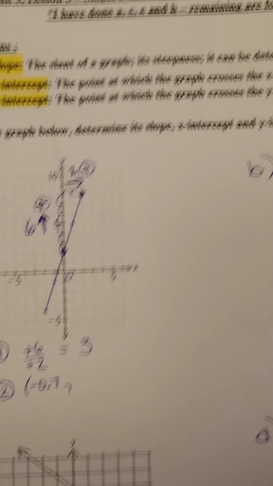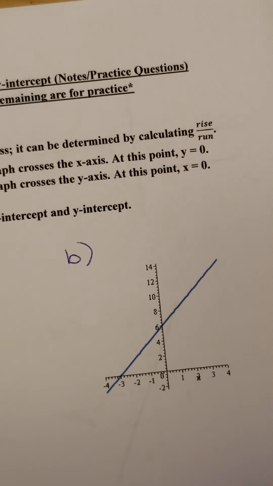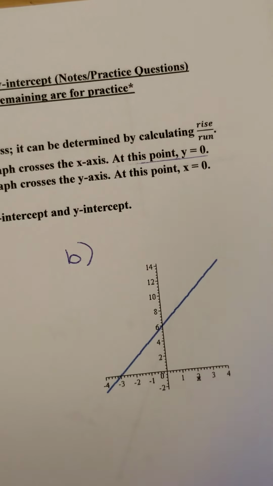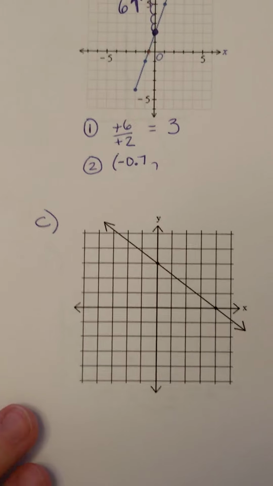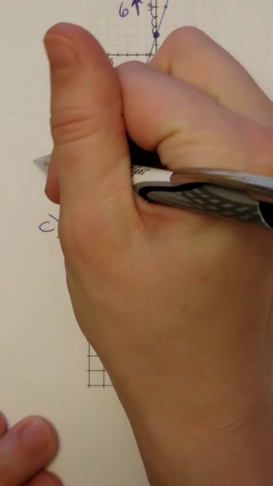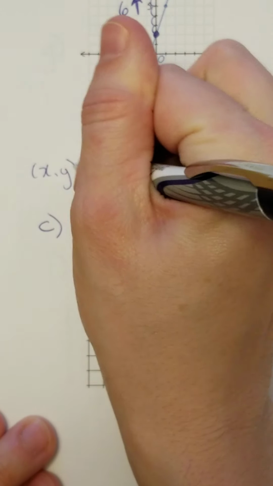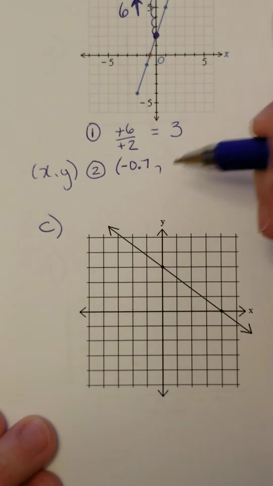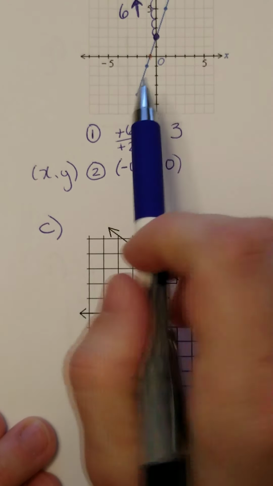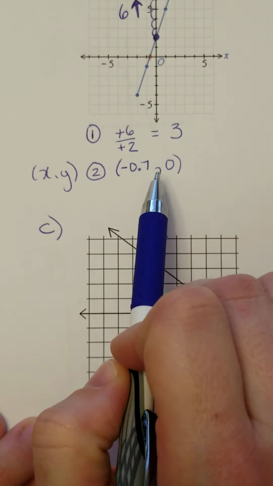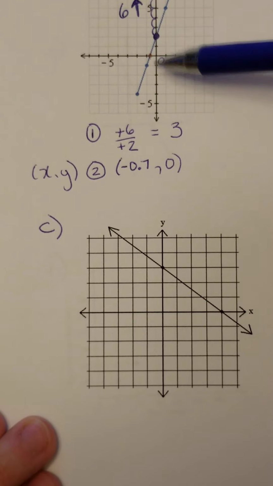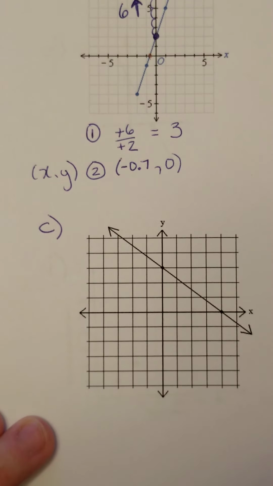I wrote in your notes up here, when you're doing your x-intercept, at this point, y is always equal to 0. So when you're telling me what the x-intercept is, I want you to write it in terms of a point. And remember, a point is always x, y. So I'm crossing x at -0.7. And at this point, right on the x-axis, y is 0, because I'm not up or down. On the y-axis, I'm right in the middle. So I'm at 0. So that's your x-intercept.